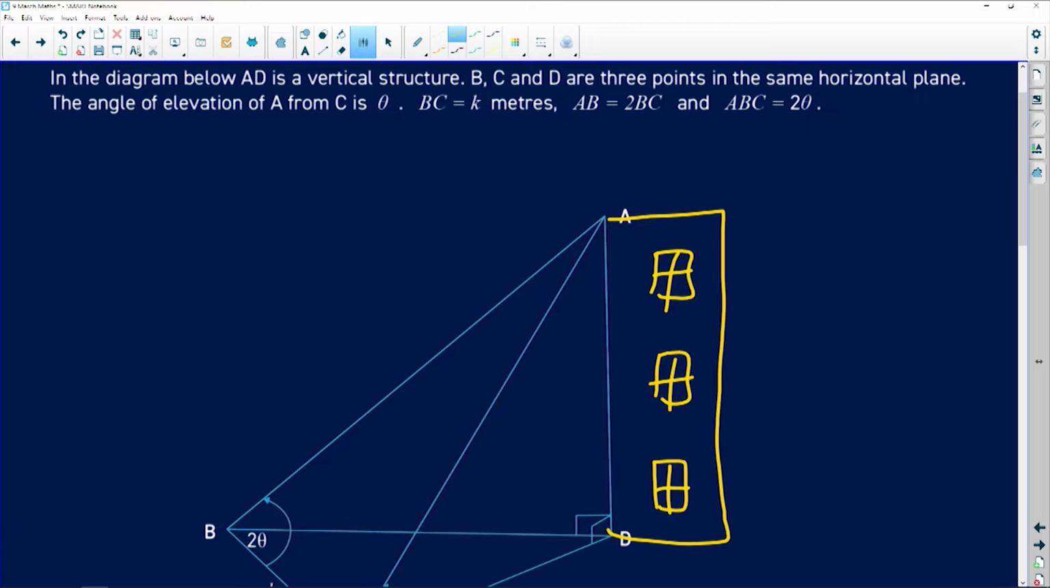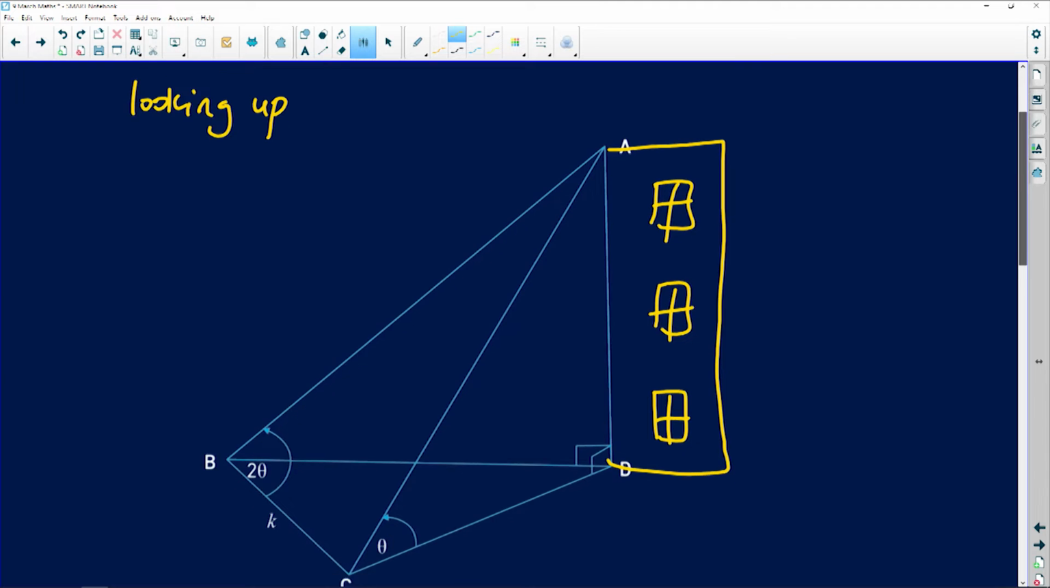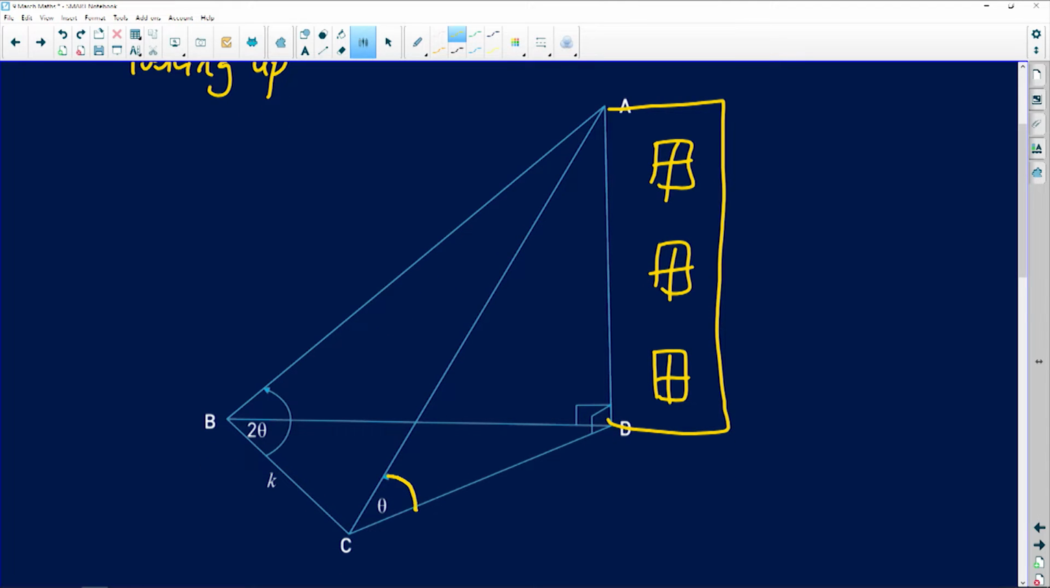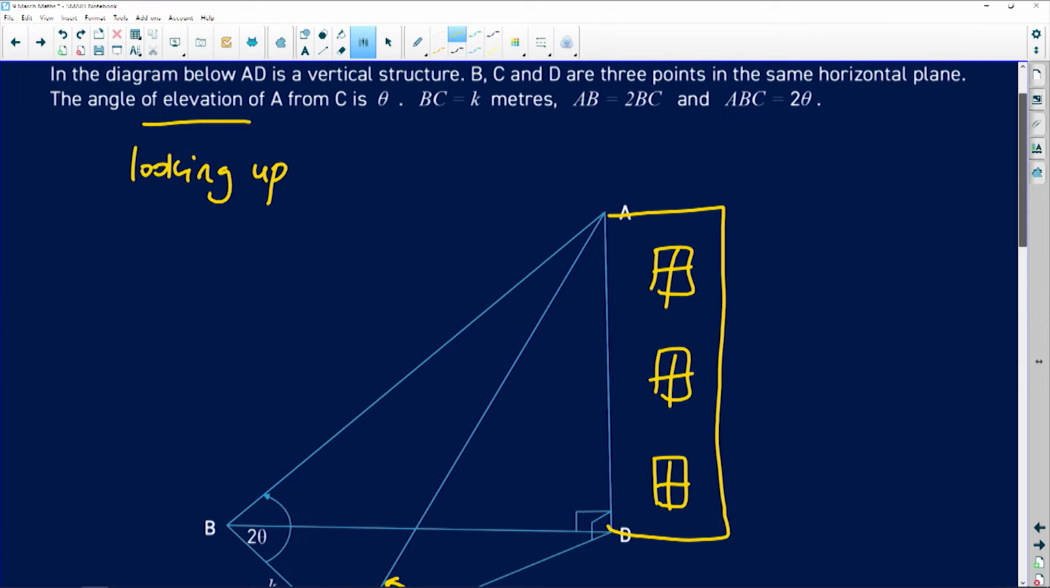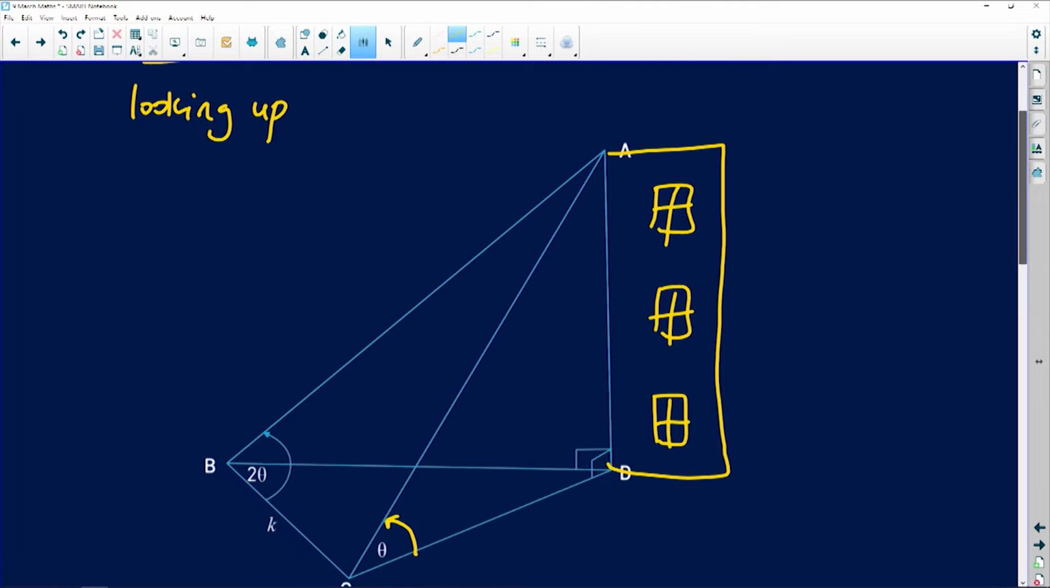The angle of elevation, remember, is looking up. The one of depression is looking down. So the angle of elevation, which is the angle when you're looking up, of A from C is theta. There it is at the bottom. This is the angle of elevation. And then we are told that BC equals K meters. There's BC equals K meters.